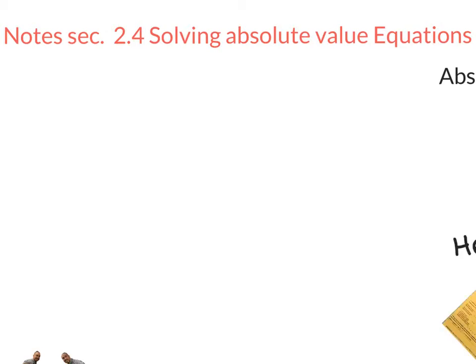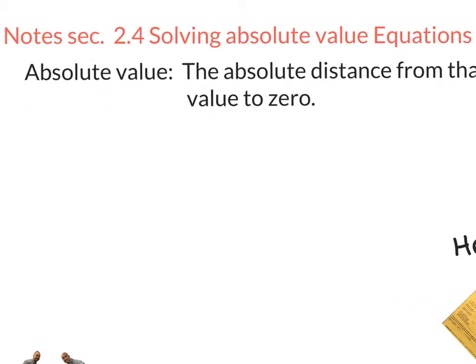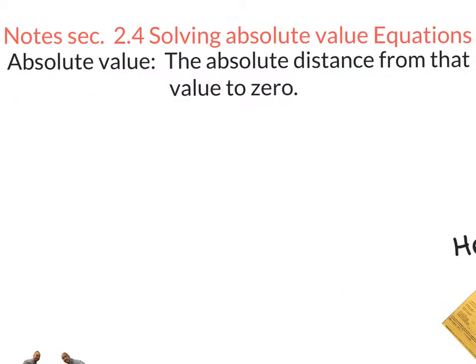So make sure that you write down today's date. Today's day, it's Monday, the 25th. And we're doing section 2.4, solving absolute value equations. Now, in order to start this section, we need to know the definition of absolute value. So everybody write down this definition. The absolute value is the absolute distance from that value to zero.